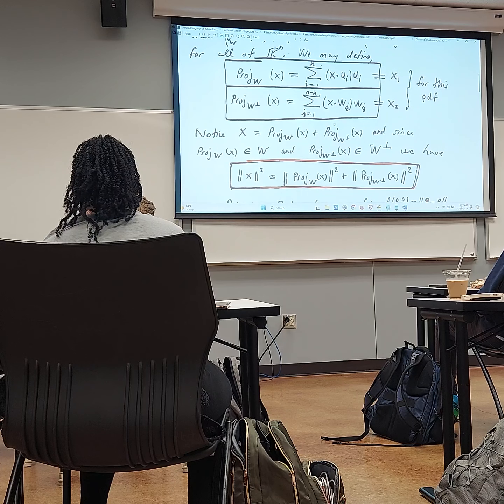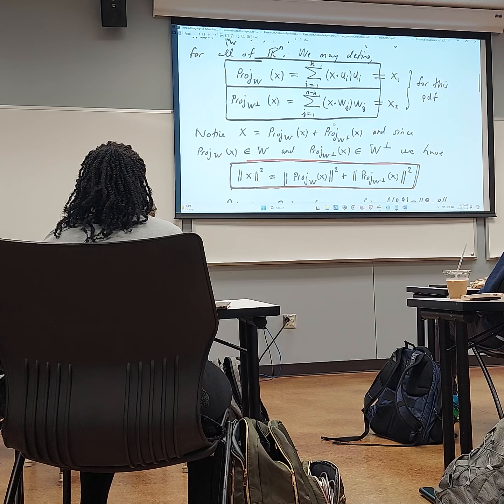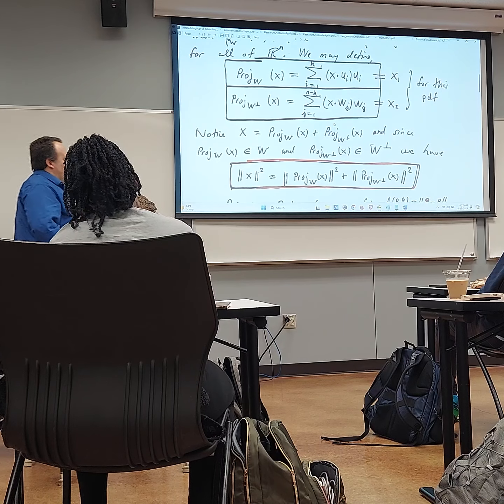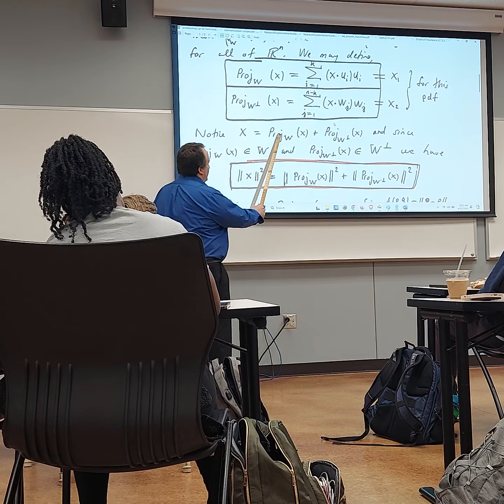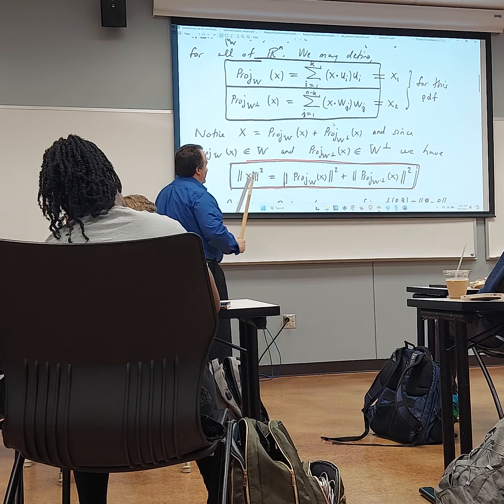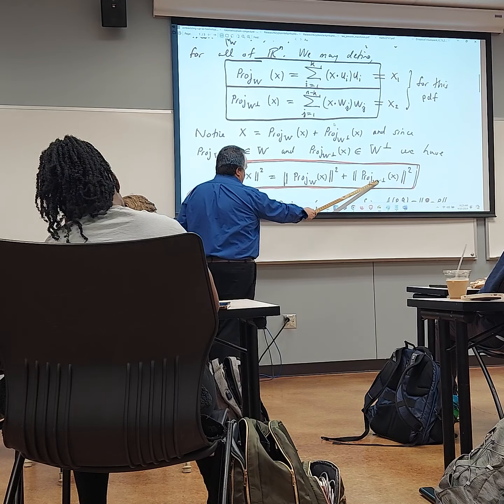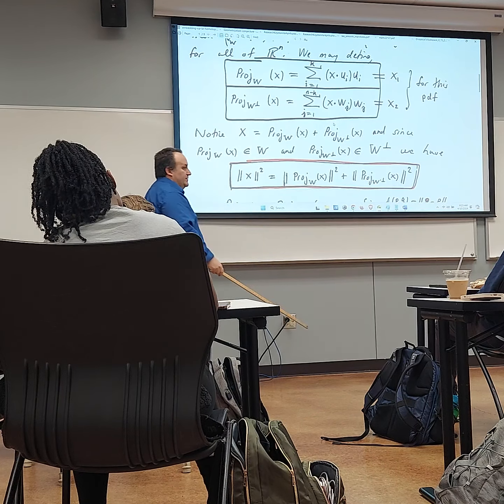And the thing that's neat about the W and the W perp is that they're perpendicular. So vectors in them are perpendicular, so that's what that means. In particular, the dot product of this guy and that guy is 0, which means the length of x squared is the length of that piece squared plus the length of that piece squared. All right? So what does this mean?